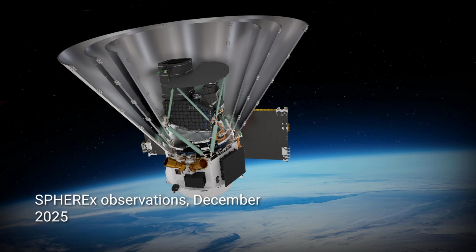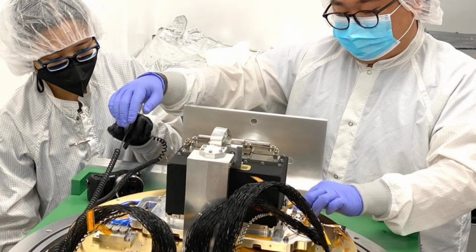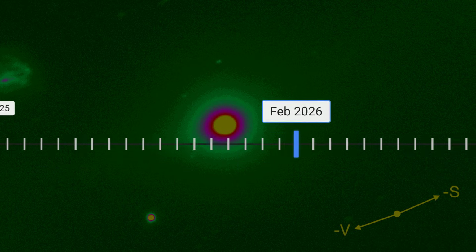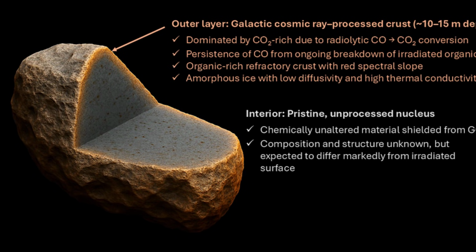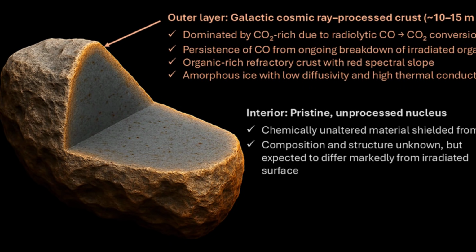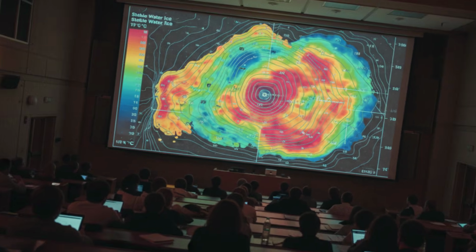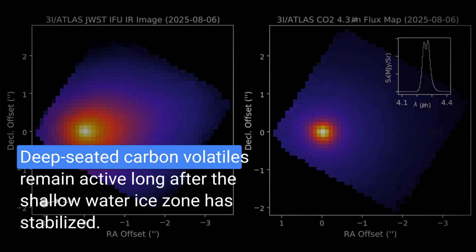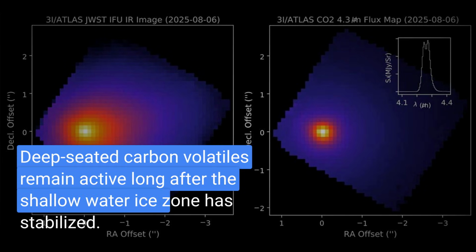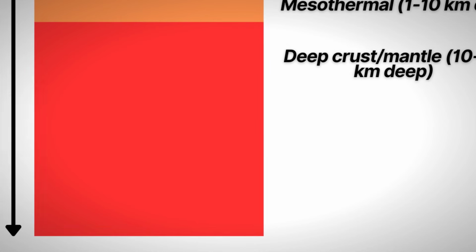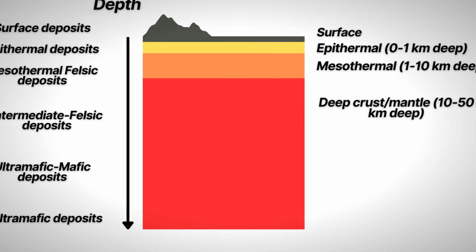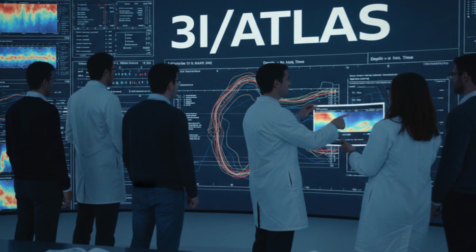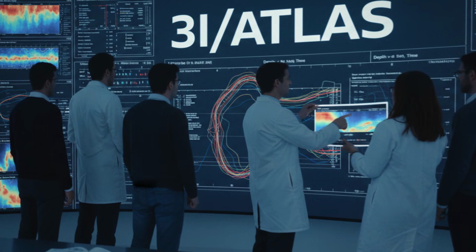Observational data from SPHEREx in December 2025 captured this regime shift firsthand. Roughly 3.5 months after perihelion, the heat map reveals a deepening of the volatile fronts, with carbon monoxide and carbon dioxide activity dominating at substantial depths, while water ice remains stable below the top layers. This pattern is unusual. Deep-seated carbon volatiles remain active long after the shallow water ice zone has stabilized. The contrast between shallow and deep volatile activity stands out sharply, setting up a puzzle about how heat and composition interact in the interior of the interstellar object, 3I Atlas.